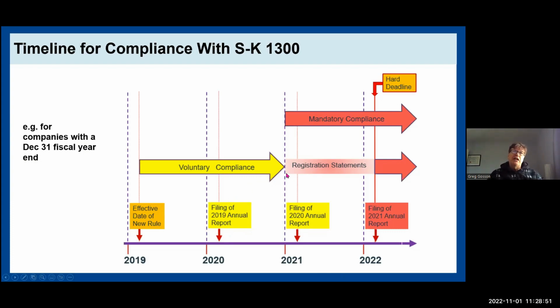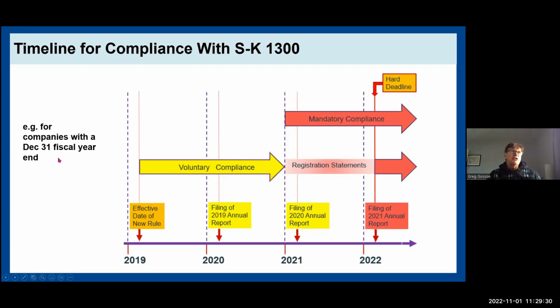But once they got to January 1st, 2021, any registration statements they filed in 2021 forward had to follow SK-1300. And that's when we started to see companies like Nexus. They filed a registration statement, and they were some of the early filers of these first SK-1300 technical report summaries. There was mandatory compliance now going on, but for many companies, you were still operating under Industry Guide 7 if they weren't filing registration statements, but they were preparing their documents, getting ready to file at the completion of their fiscal year.